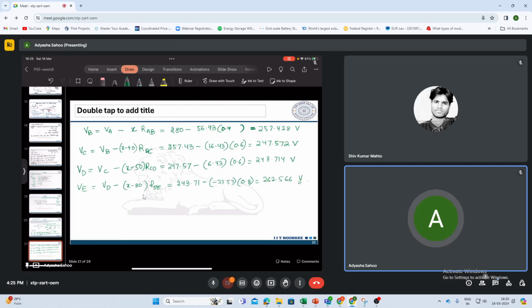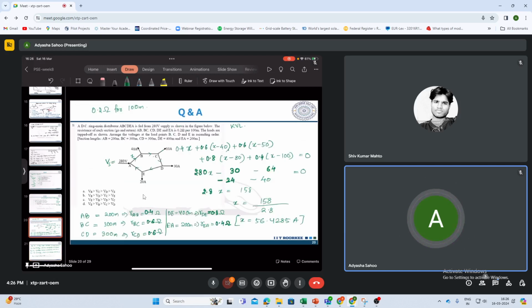So in ascending order, the lowest is VD, then VC, then VB, then VE. Right. So which one? The greatest is VE, so E, B, C, D. So option D.